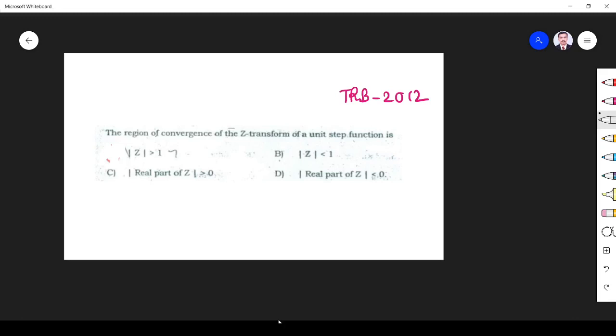Hi friends, welcome to the problem solving session. In this class we see the transform based questions asked in TRB exam, right?